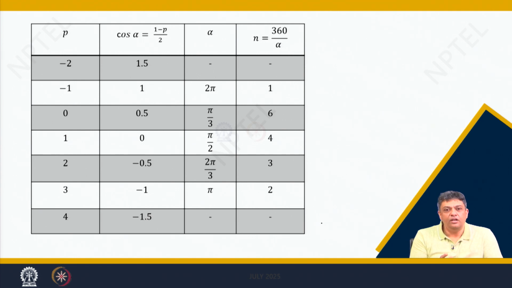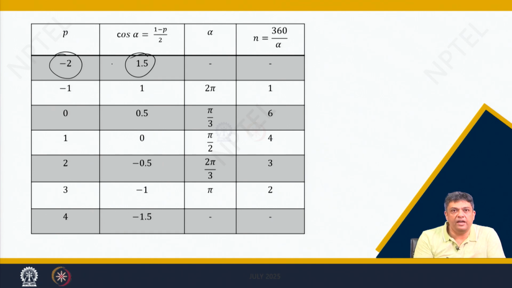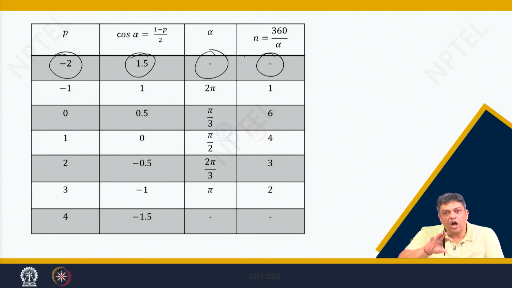Beyond that, cos and sine are not defined, and therefore, if I have values beyond that, then they have no physical significance. So, for example, I have p is equal to minus 2, cos alpha becomes 1.5, alpha, is it defined? No, and therefore, this symmetry which is 360 by alpha, how much angle I want to rotate, cannot be defined.